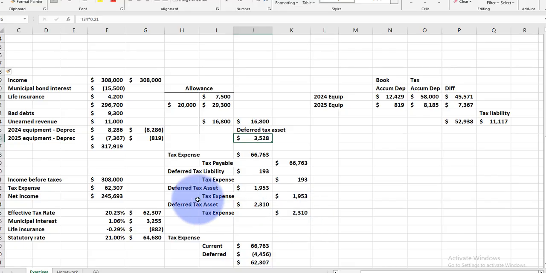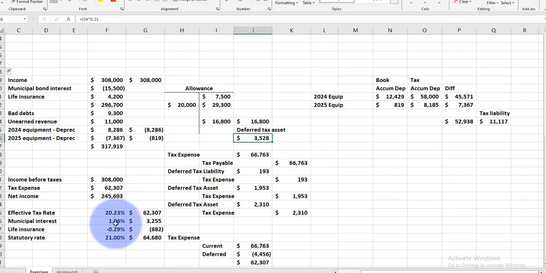All right. So your tax expense is tax expense, debit, credit, credit, credit. So this minus this minus this minus this. 62,307. Net income is 245. Current is the 66. The other three added up are the deferred. Okay, that gets us to 62,307, and then here's our effective tax rate. We take the tax expense, we divide by the income before taxes, we get 20.23. We know it's supposed to be 21.